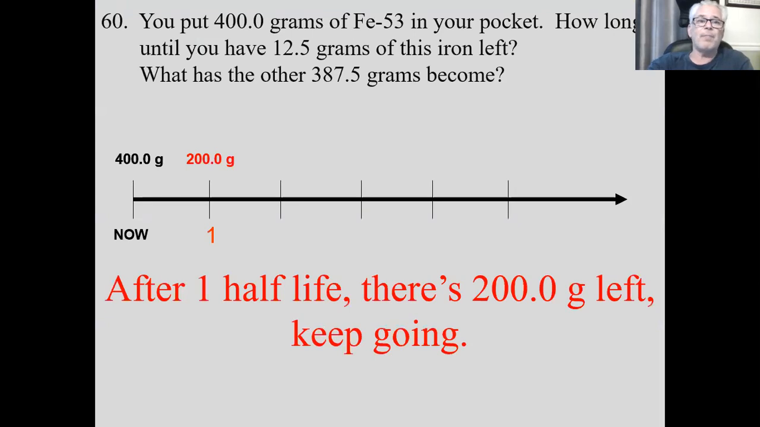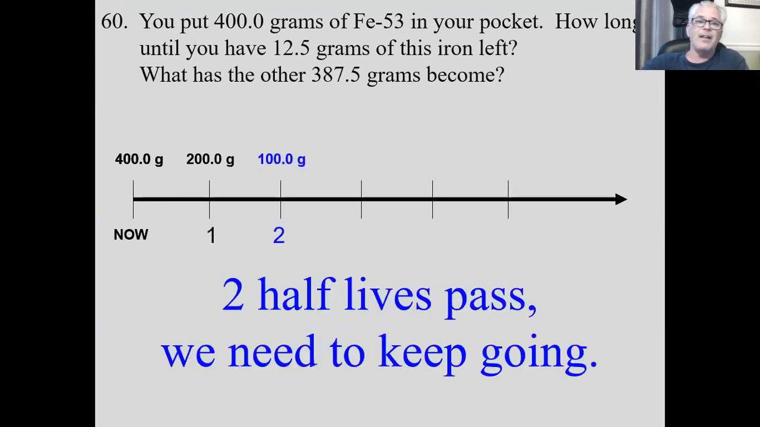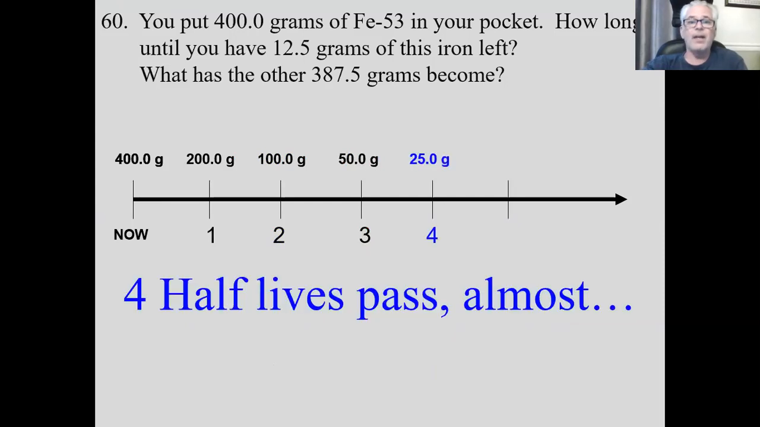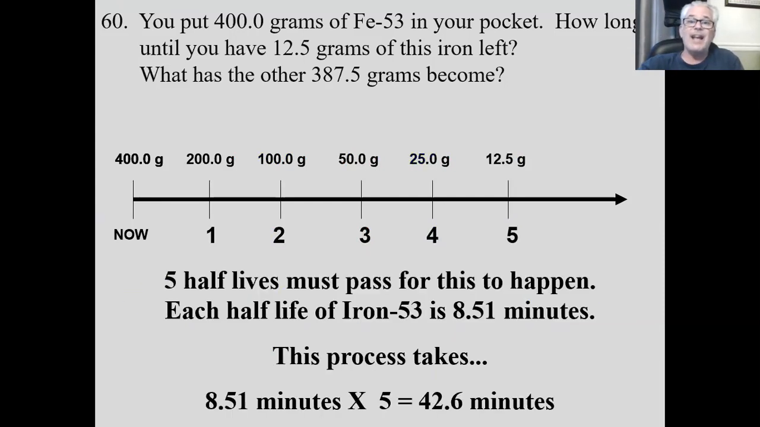After 1 half-life, there's only 200 grams. We need to get down to 12.5, so we're not done yet. After 2 half-lives, we're down to 100 grams, half of a half. After 3 half-lives, half of a half of a half. After 3 half-lives, you only have 50 grams of this stuff left. We got to get down to 12.5, though, so we're not quite done. After 4 half-lives, we're down to just 25 grams. It's going to take 5 half-lives to be down to 12.5 grams.